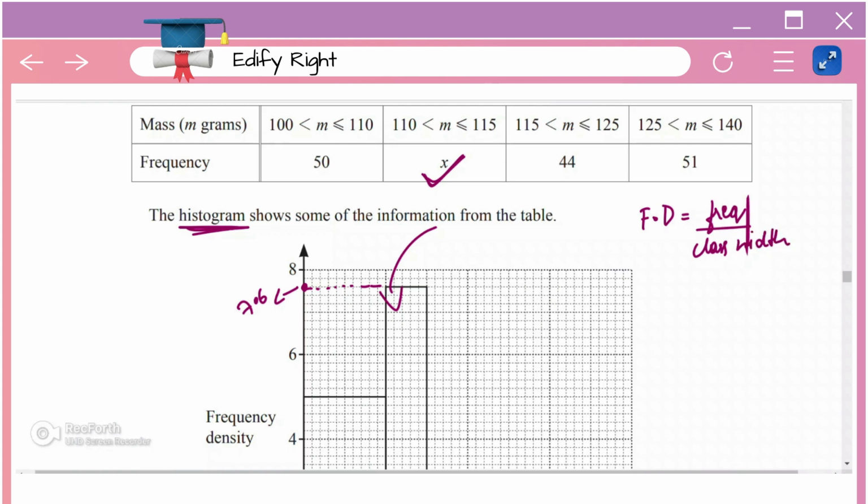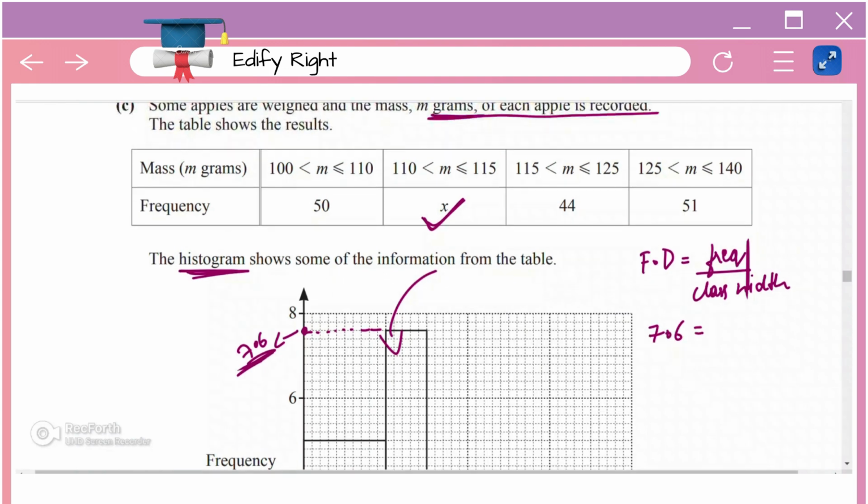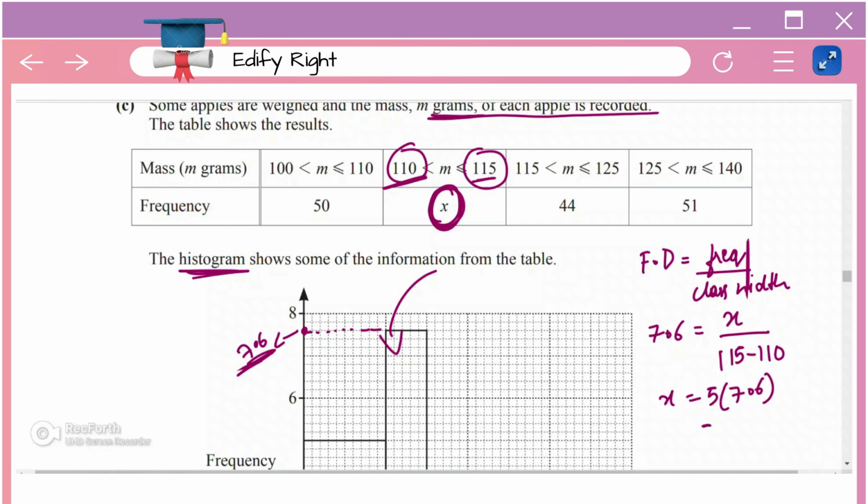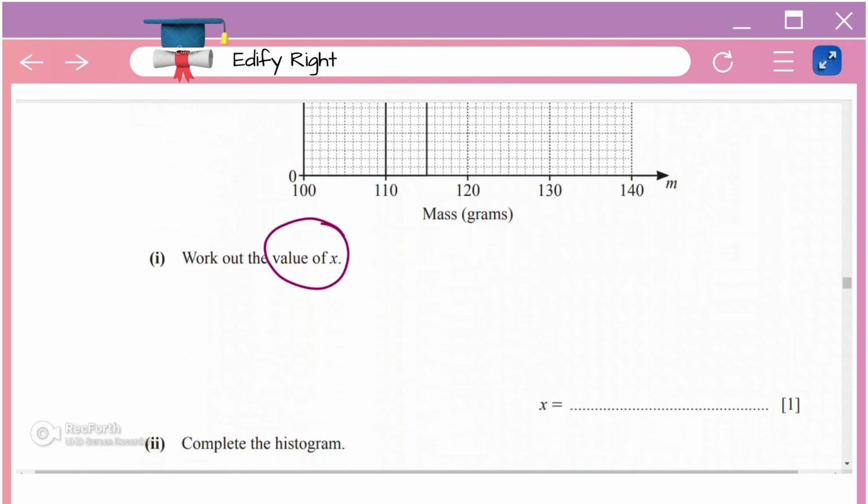So here the frequency distribution we've already taken from the graph, which is 7.6, equals what's the corresponding frequency. That's exactly what we're trying to find out. So I'm just going to take it as x and divide by the class width. So what's my class width? It's just the upper limit of that class minus the lower limit of that class. So it's 115 minus 110, x equals 5 times 7.6, which is 38. So this is the value of x, 38.